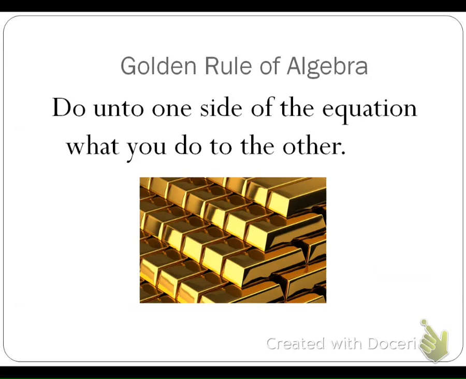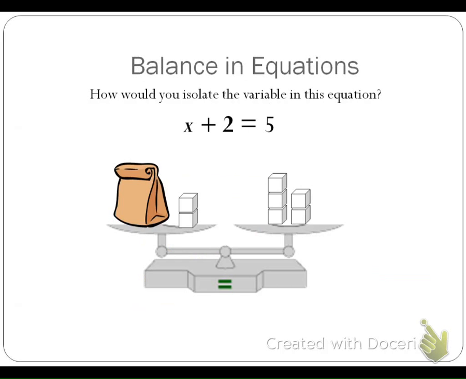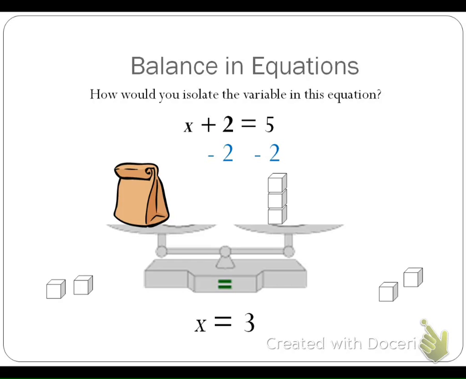So in algebra, we have this golden rule. Whatever you do to one side of an equation, you have to do the exact same thing to the other side. So back to our problem of x plus 2 equals 5. Yes, we want to remove the 2 blocks on the left, but then we also, to keep it balanced, need to remove 2 blocks from the right. Now our variable is isolated, and we know its value. x is equal to 3.